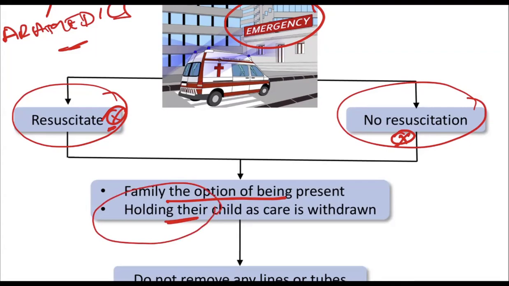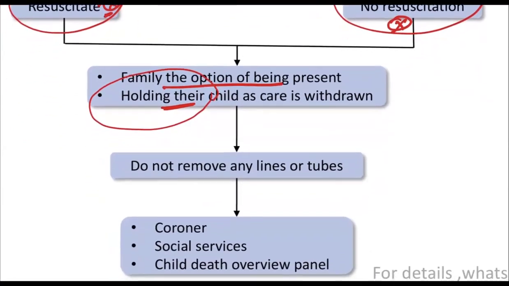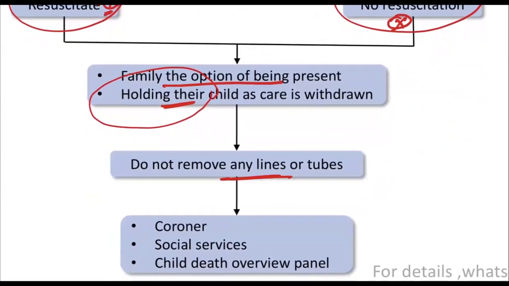Sometimes they might refuse it. They might not like it. Then you need to respect their wishes. But most of the time, you need to encourage them to be with the kid, encourage them to hold the kid. Then you will remove the lines and tubes. You will not remove them immediately. That's why I mentioned do not remove any lines and tubes.